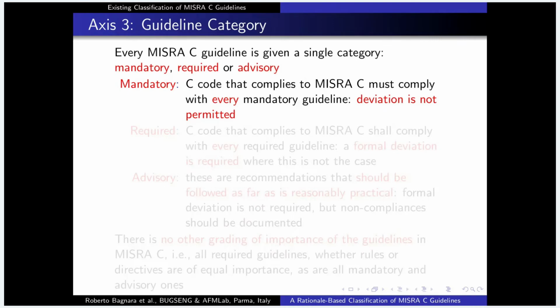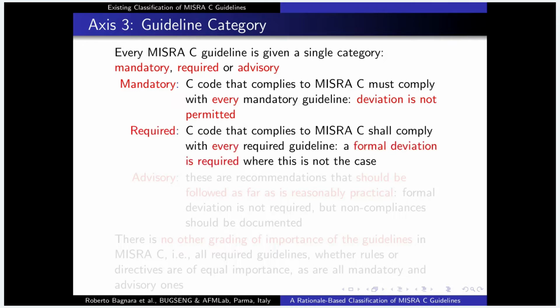Axis number 3, very important, the guideline category. The category may be mandatory, required, or advisory. Mandatory guidelines are non-negotiable. Deviation is not permitted. So if you want to have a claim of MISRA compliance for your project at the end, you have to comply with all the mandatory guidelines.